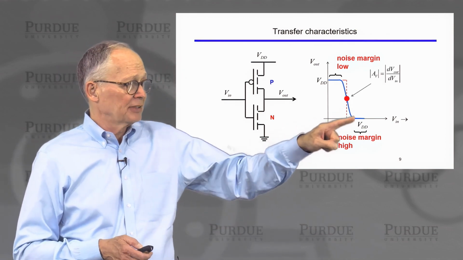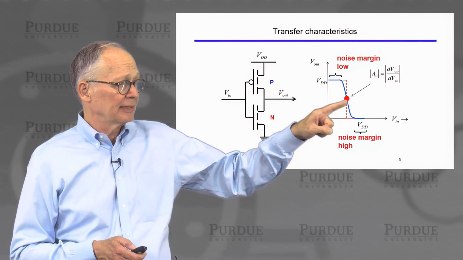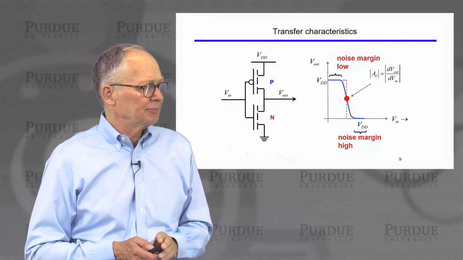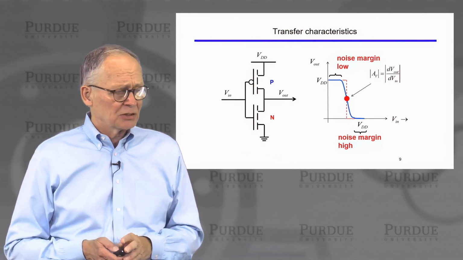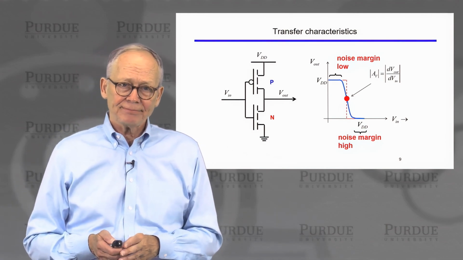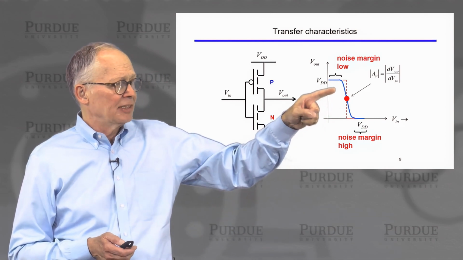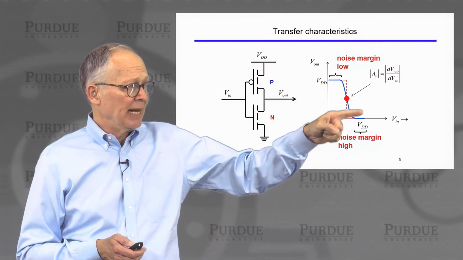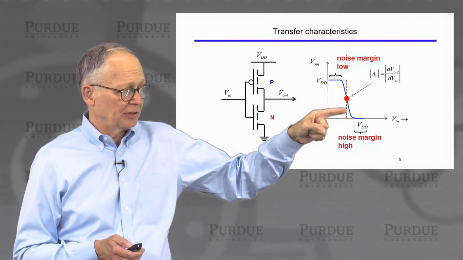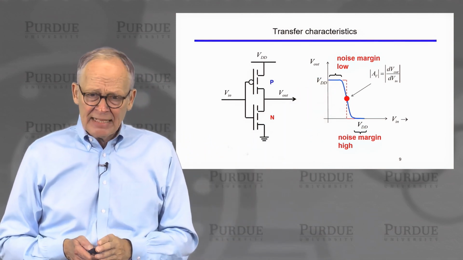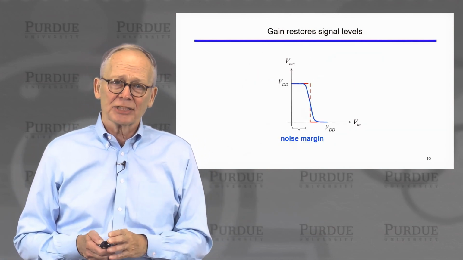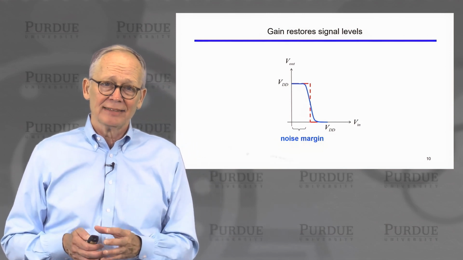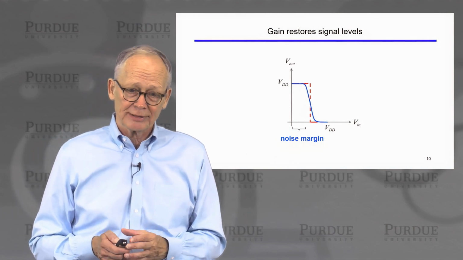Now, another feature of this transfer characteristic is its steepness. If we were to look right in the middle of that transfer characteristic and ask, what's the slope there? The slope is the voltage gain. The slope is basically the change in output voltage for a change in input voltage. So the magnitude of that is very large if this transition is very steep. Now, voltage gain is important in analog circuits, but voltage gain is also important in digital circuits because voltage gain does something very important for us.